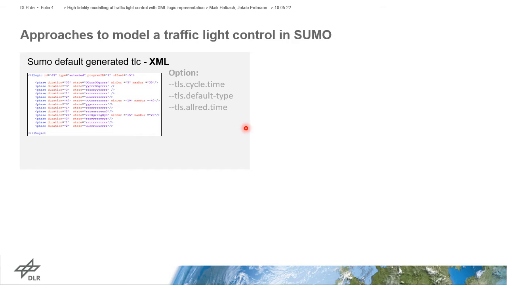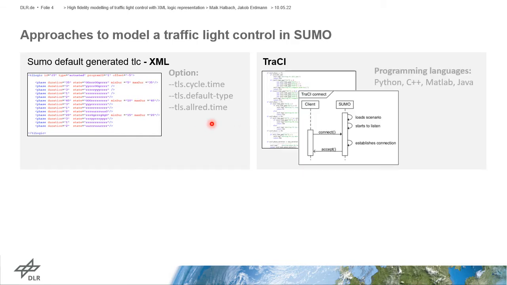A second way, for fine-grained modeling of traffic light control switching behavior, is to use an external process via TraCI, and here it's possible to model every possible rudiment of the traffic light logic with different programming languages. And this approach needs programming experience.